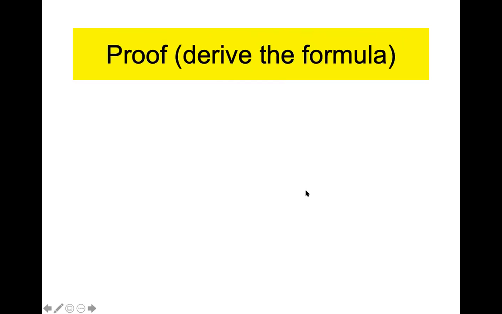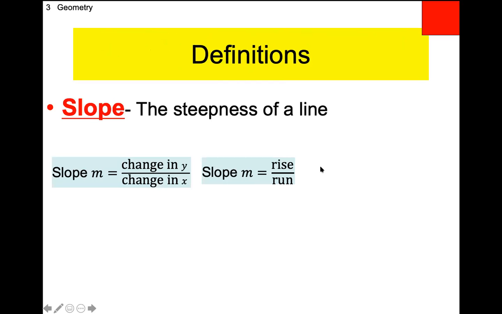This is called deriving a formula. When you derive a formula, that is where we use some logic, aka the proof, and we eventually arrive at the formula. All right, so let's see what that would look like. We've defined slope as the steepness of a line, rise over run.